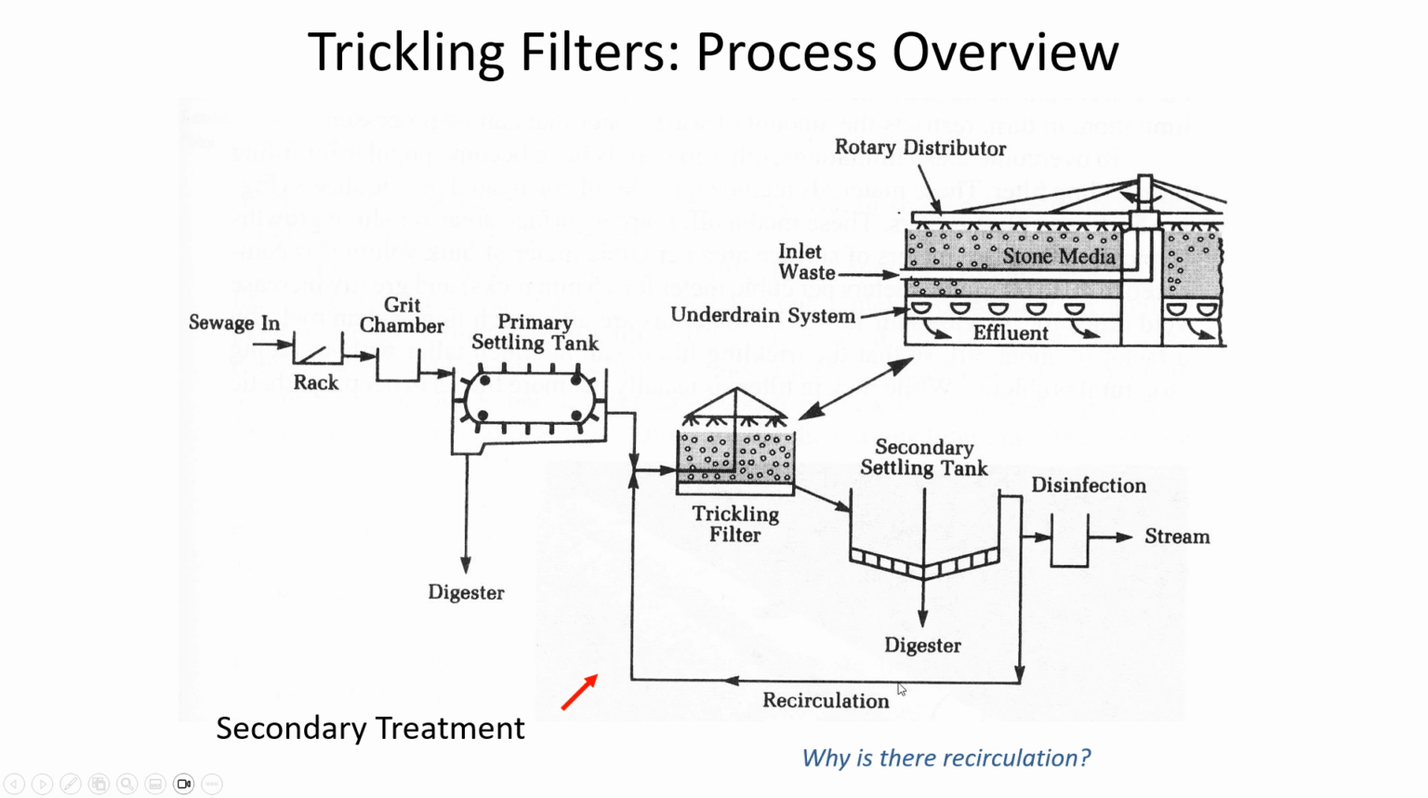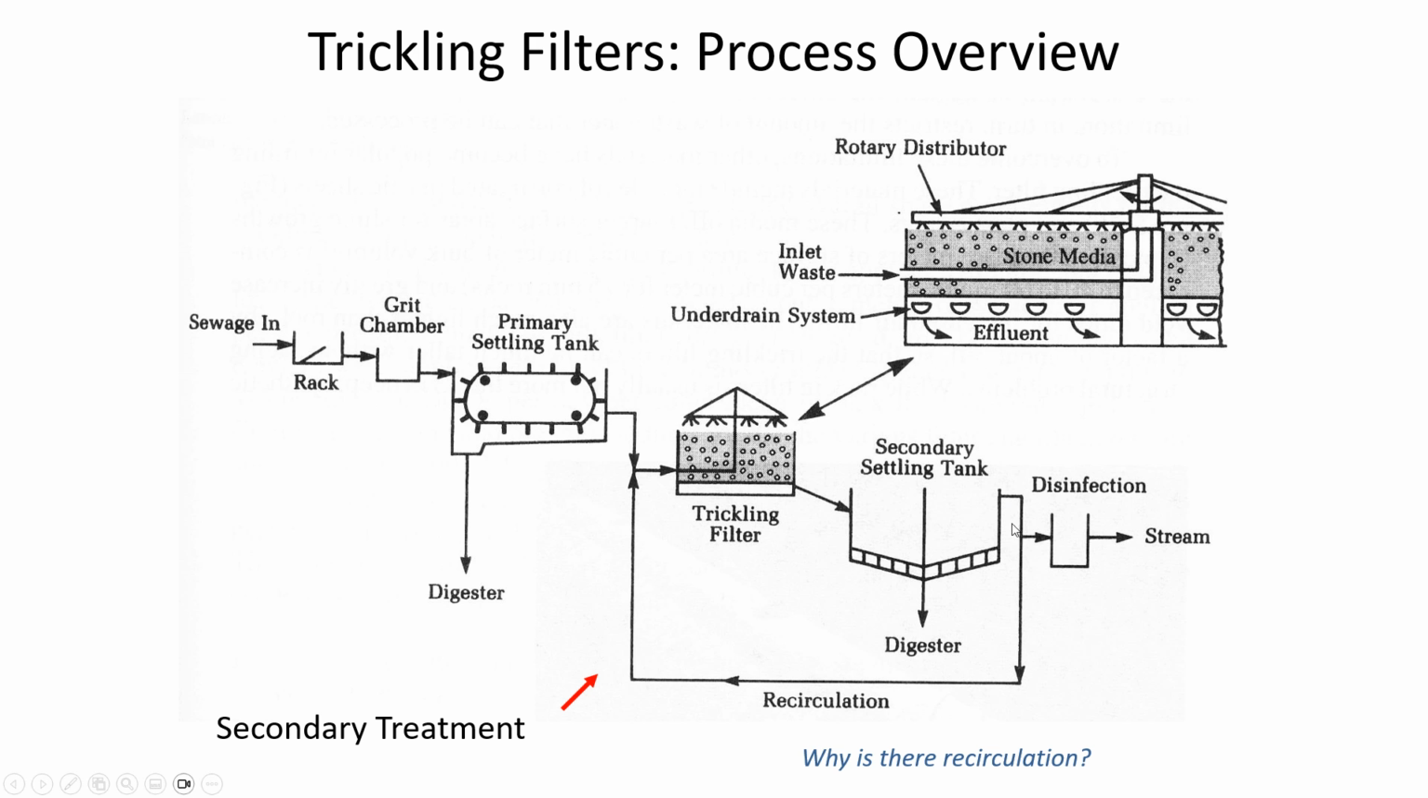Now there is recirculation in a trickling filter, but it's recirculation of the supernatant, the stuff off of the top of the secondary clarifier. It's not recirculation of the sludge. And so that's a big difference between aeration basins and trickling filters. In aeration basins, you're recirculating what comes off the bottom of the secondary clarifier. But in a trickling filter, you're recirculating what comes off the top of the trickling filter.